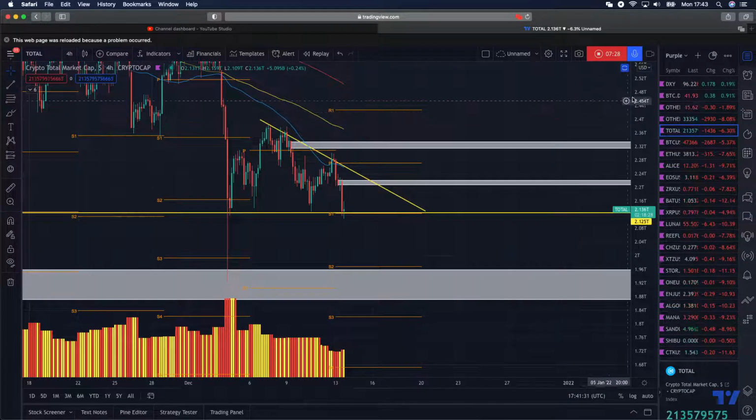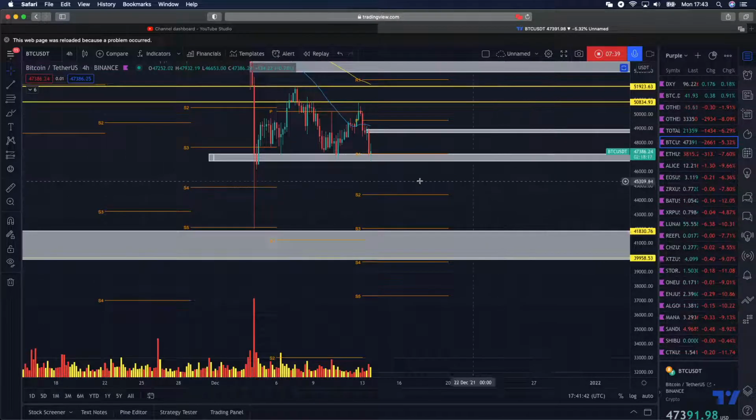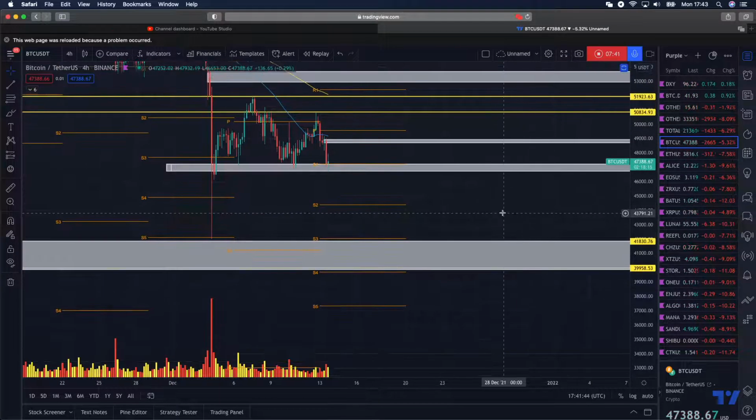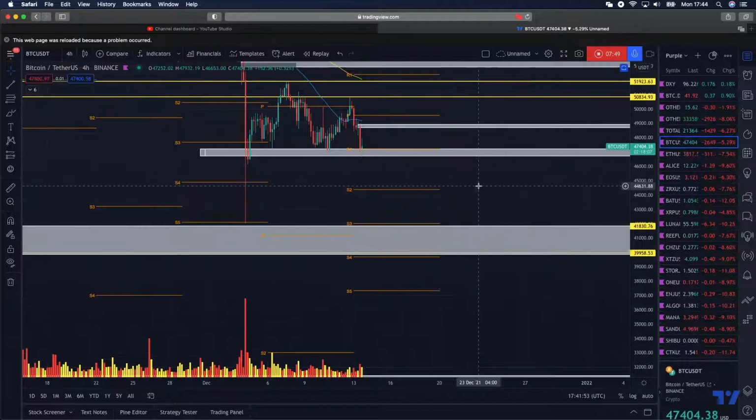So just keep an eye out for these key levels here. This is your key level, and if we get a break and a close of this level over here, then you can say goodbye to Bitcoin for a while, unless we see a huge spike in investment on this total crypto market cap chart.